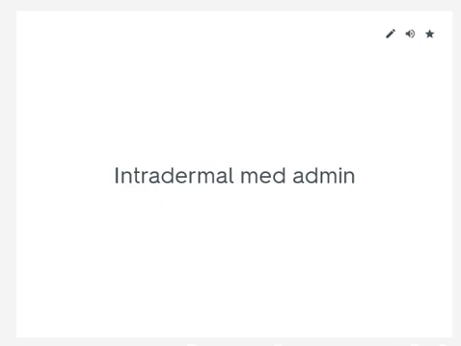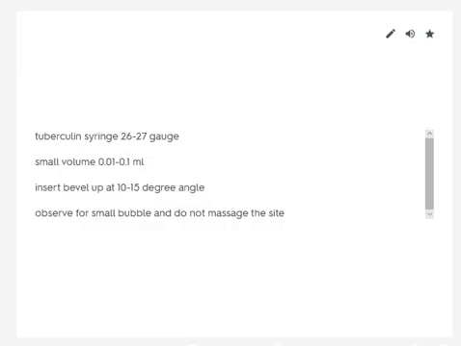Intradermal med administration. Use a tuberculin syringe, 26 to 27 gauge, small volume 0.01 to 0.1 mL. Insert bevel up at a 10 to 15-degree angle. Observe for a small bubble and do not massage the site.